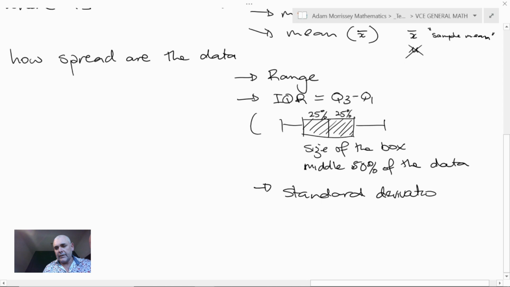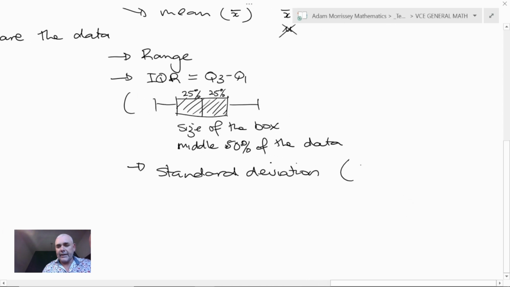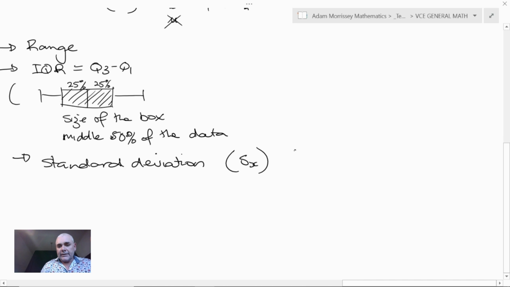I think I spelled that wrong. Let's start that again. Standard deviation. Okay. And for us, that is represented on our calculator by something like this, SX, which is the standard deviation of the sample.